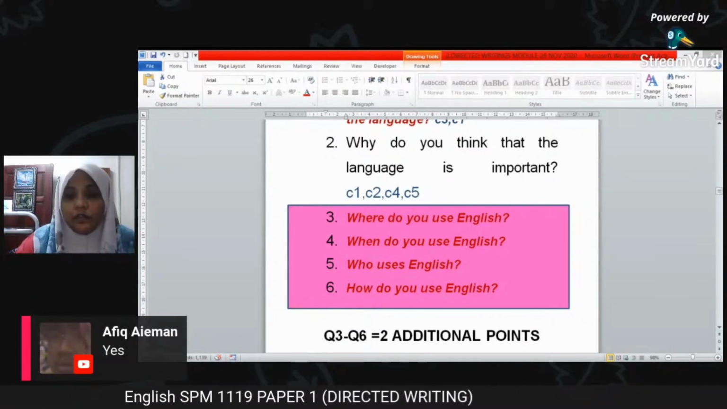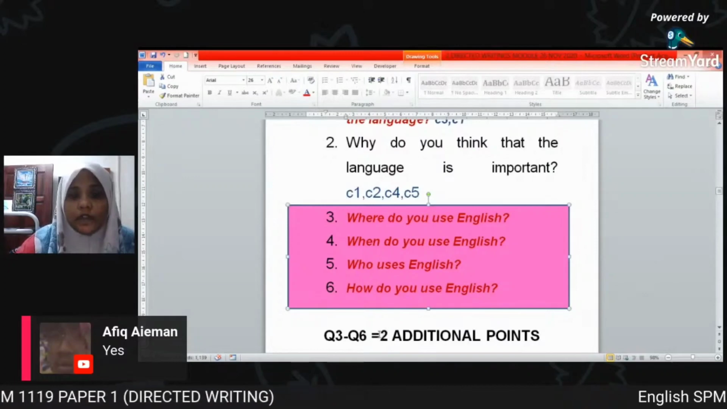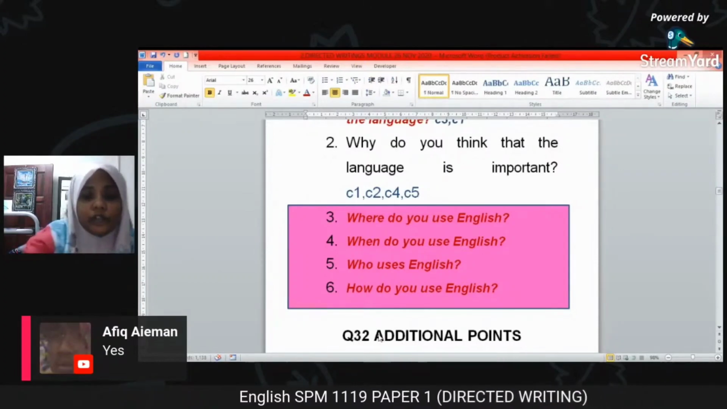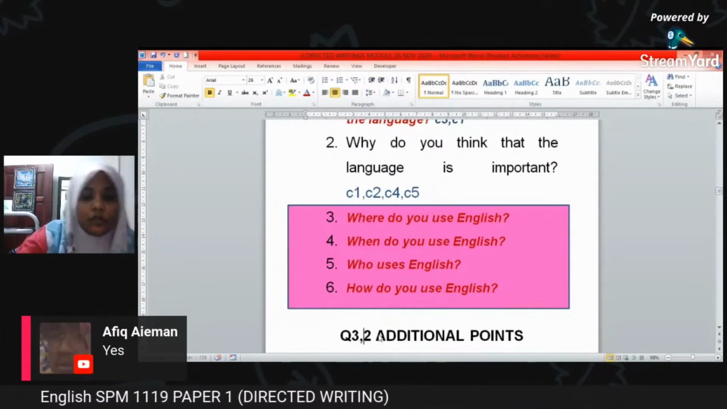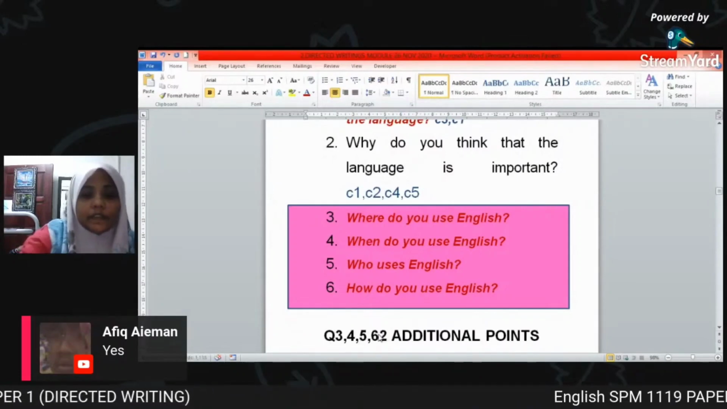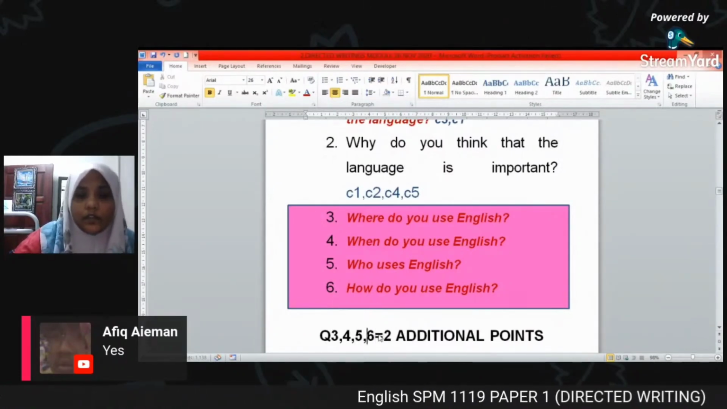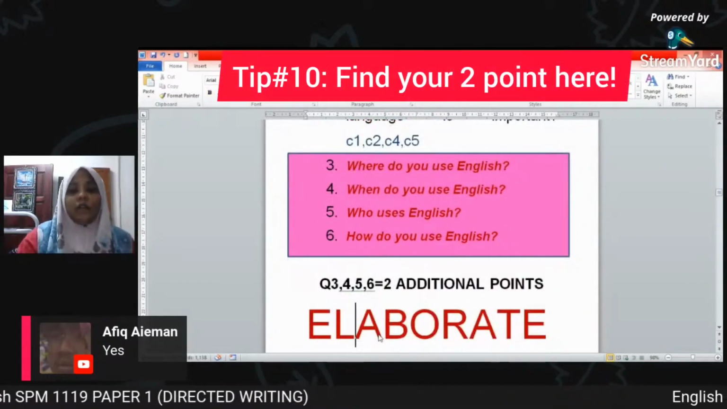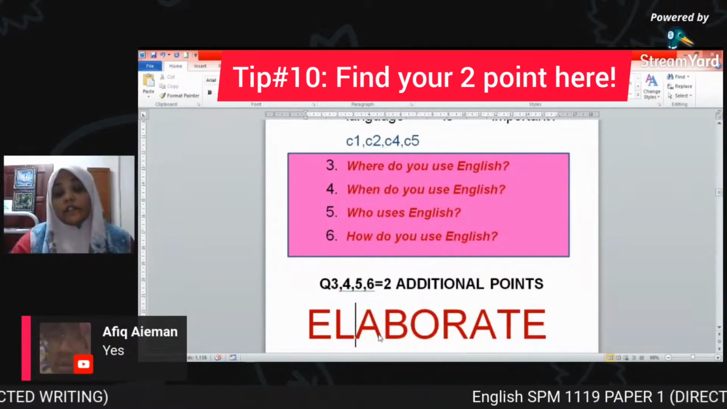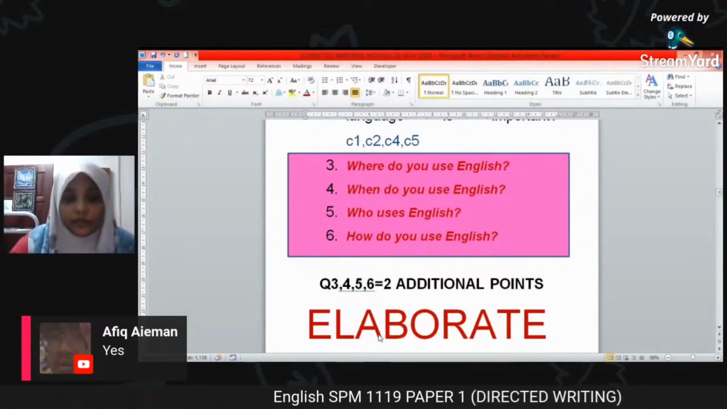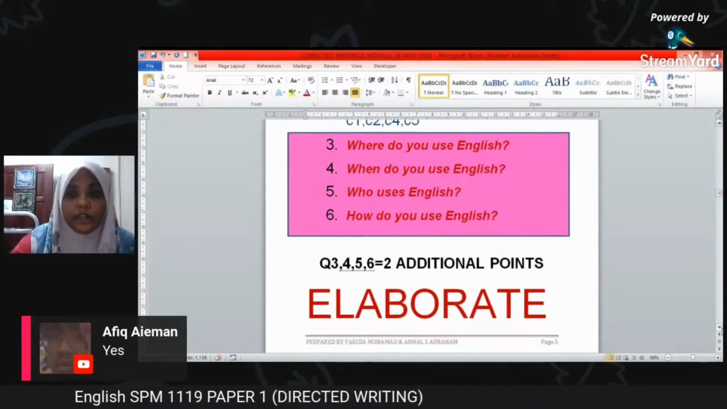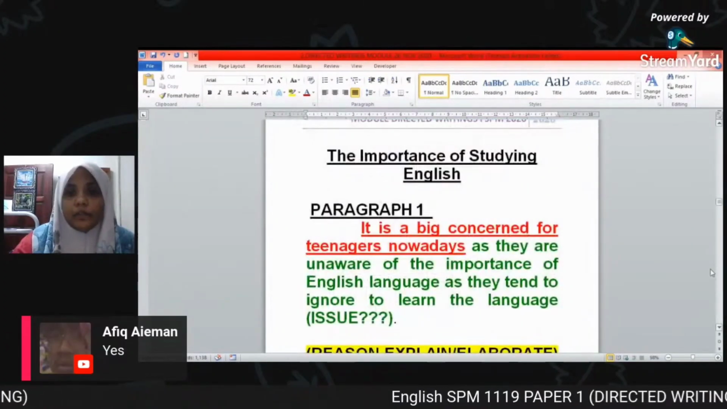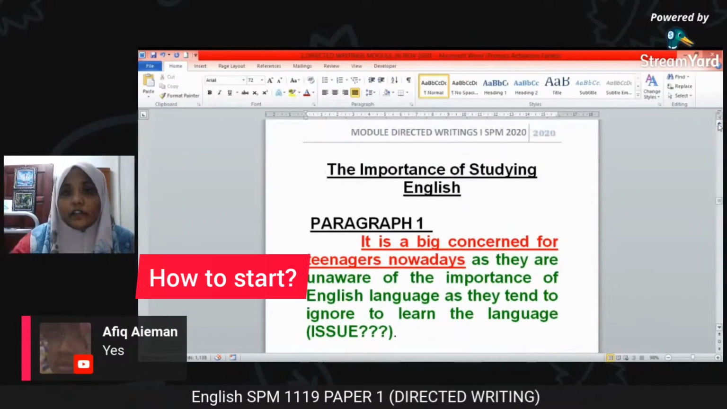Okay, so if you need another 2 additional points, this is where you can use question 3, 4, 5, or 6 to get the additional points, to elaborate, especially on the elaboration part. So far, good? Okay, now let us start the introduction.